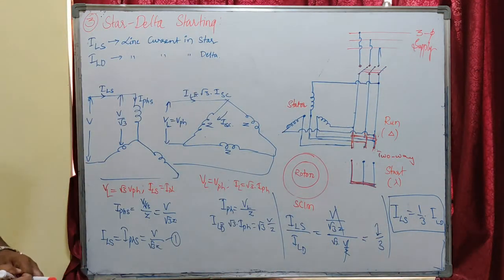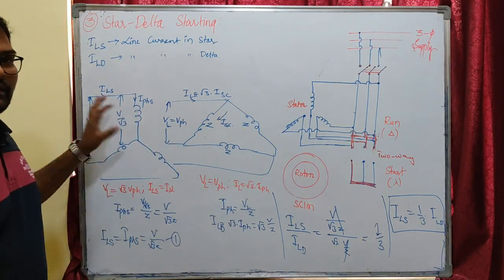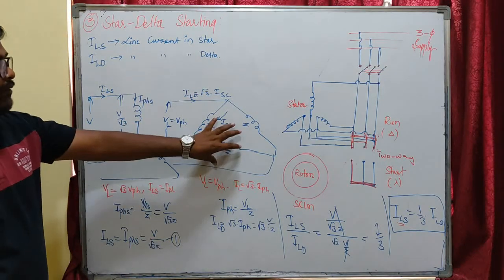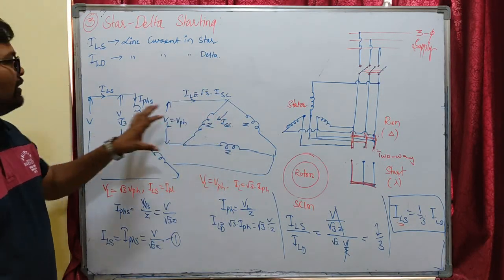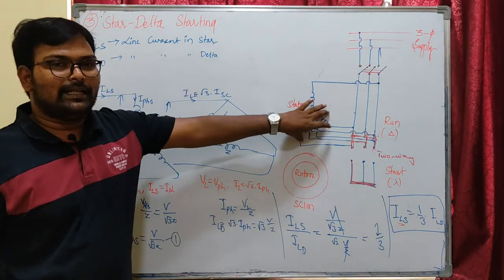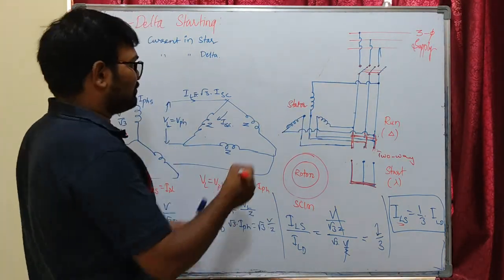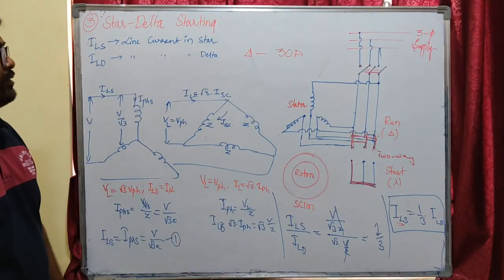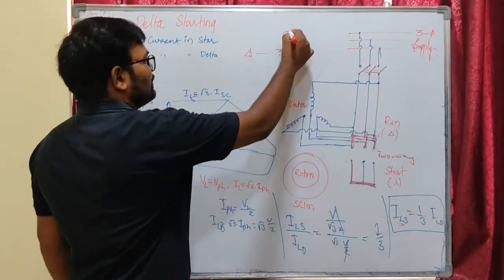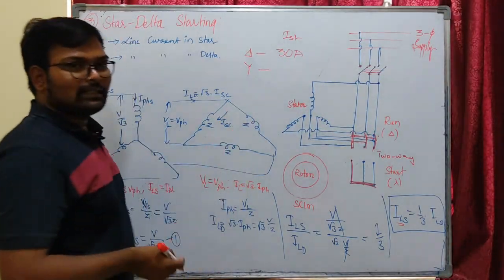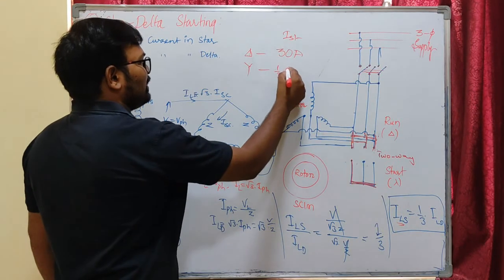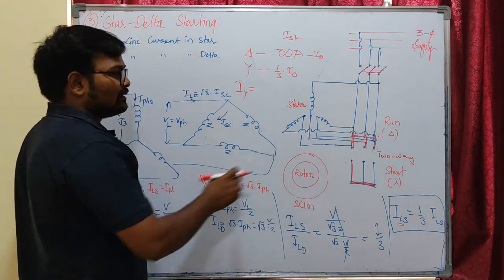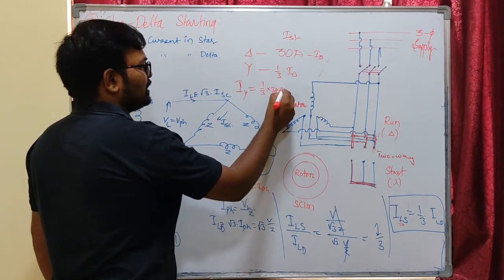You can see at the time of starting we are making the stator winding a star connection. That is, the line current in the star is equal to 1 by 3 times that when our machine is running in delta connection. If there is no star delta starting, our stator winding is in delta connection. So if I have 30 amps under delta connection without any star delta starter, this is my starting current. So what will it become if I add a star delta starter? That will become 1 by 3 times my current in delta. So the star connected stator will consume 1 by 3 times 30 amps, that will be 10 amps.